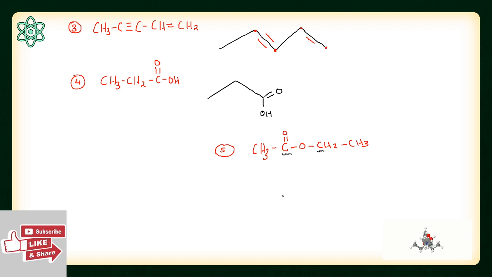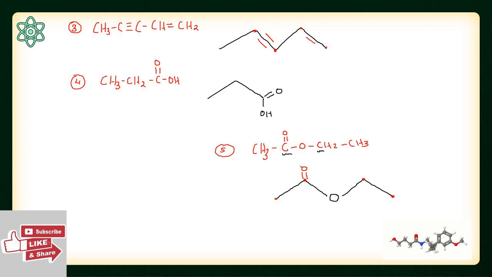So there are 4 carbons. This is the first, this is the second, and between the second and third you have an oxygen. So there you go. You can clearly see that this is the first carbon atom, second carbon atom, then you have an oxygen, then the third carbon atom, and then the fourth carbon atom, and in the second carbon atom you also have a double bond O.